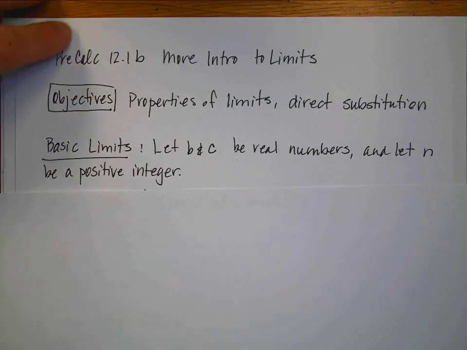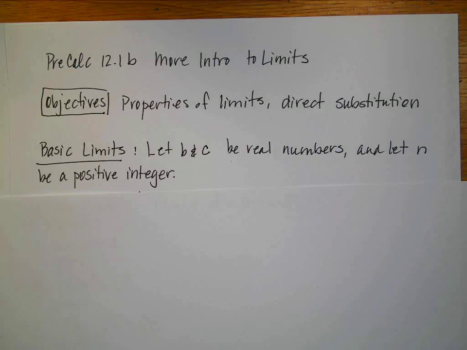Hello, ladies and gentlemen. We're going to do 12.1b today. We're going to be talking more about limits. Our objectives are we're going to talk about the properties of limits and then direct substitution.